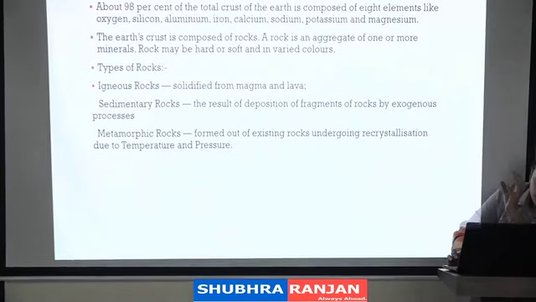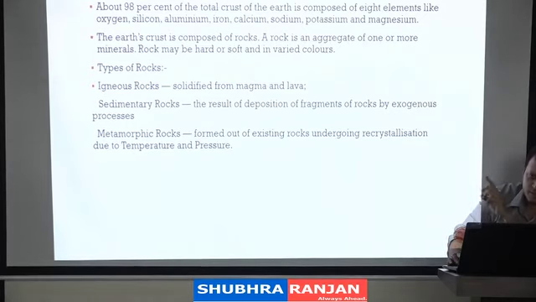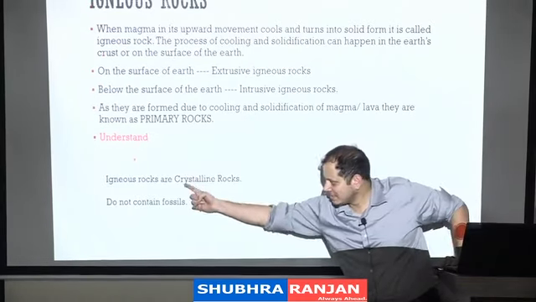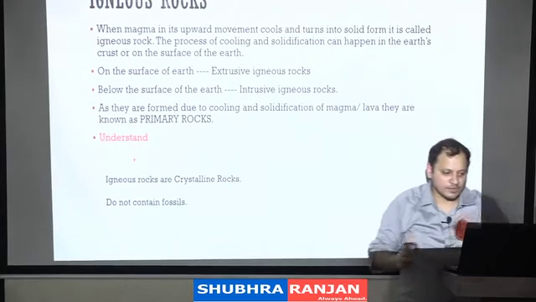So some of the important points regarding rocks: 98% of the total crust of the earth is composed of 8 elements. We have written this also. Types of rocks: igneous rock, sedimentary rock, and metamorphic rock. Igneous rocks, what is the key word? Crystalline rocks. They do not contain fossils.